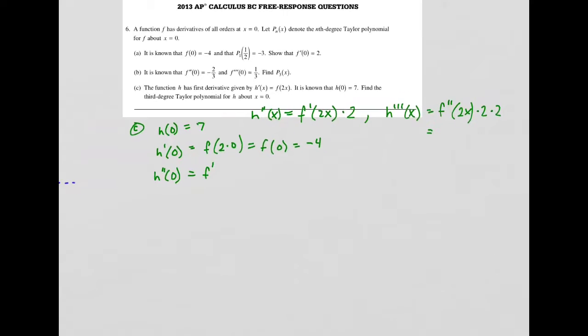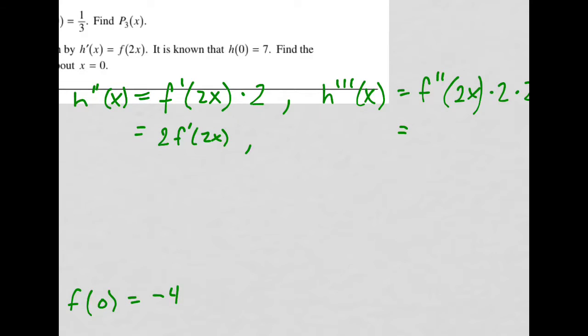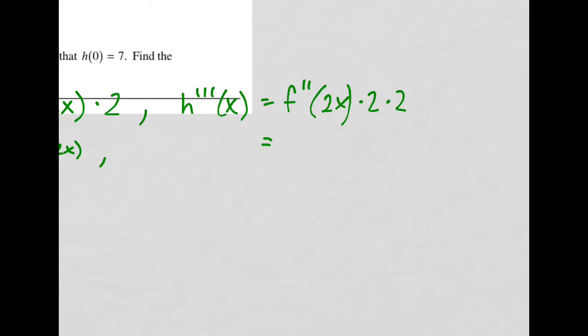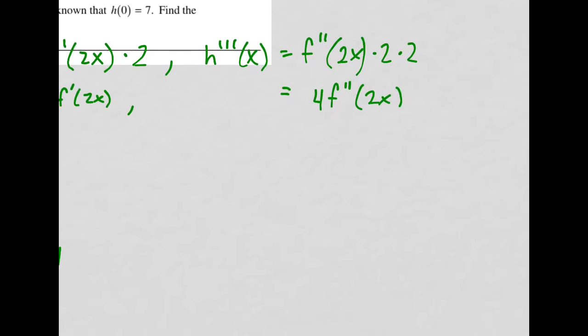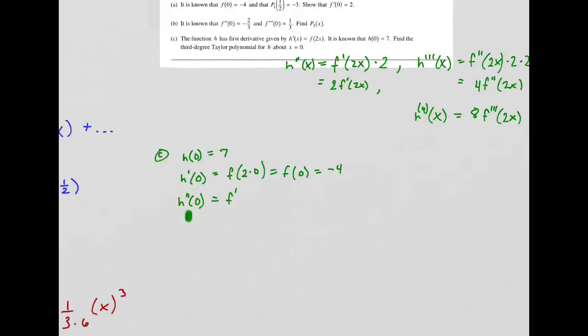So what do I have? This is the same thing as 2f prime of 2x. This one's the same as 4f double prime of 2x. And I need the fourth derivative, so the fourth derivative of h is 4f triple prime of 2x times 2, so that becomes 8. Did I even need to do that? I don't know. Well, let's keep going.